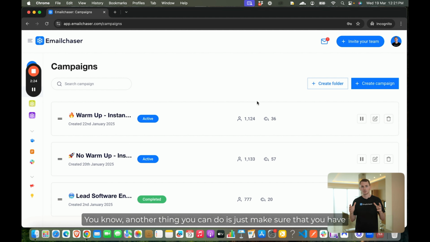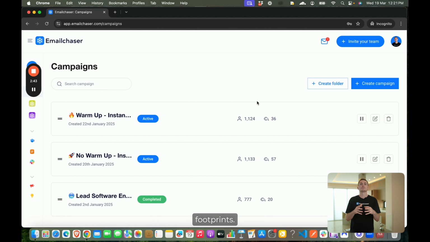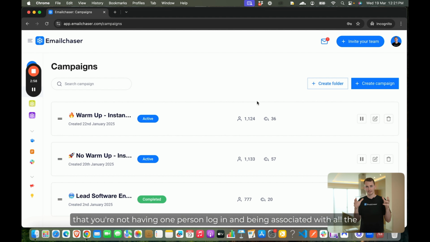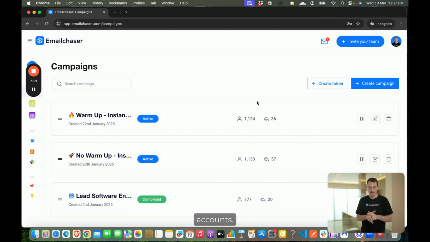Another thing you can do is make sure that you have decentralization built into your email account setup process. If you want to set up 100 email accounts, which, by the way, not everyone needs to do, but if you do want to, don't have one person on your team set up all 100 email accounts, because that's probably going to lead to them all getting blacklisted or tied together due to footprints. Instead, it's better to have, maybe, 10 different people on your team setting up 10 email accounts each, using their own cards, their own names, their own emails, their own devices, and having everything separated so that you're not having one person logging in and being associated with all the accounts.